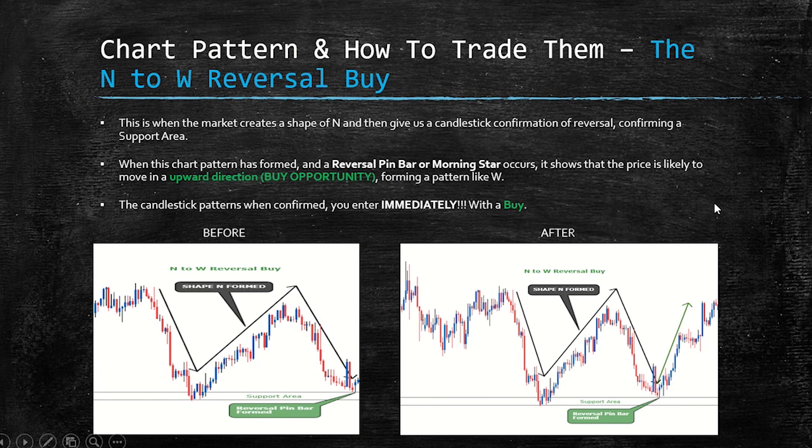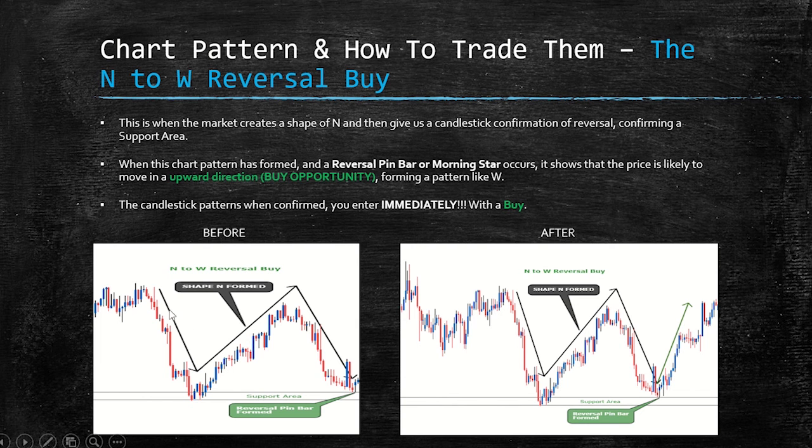So the second one is basically the same thing, the double bottom. So it's like the N to W reversal buy. This is when the market creates a shape of N, then gives you the candlestick confirmation of a reversal, confirming a support area. So when this chart pattern is formed, a reversal pin bar again or a morning star occurs, and it shows that the price is very likely to move in the upward direction, creating buying opportunities, which will complete a shape like W.